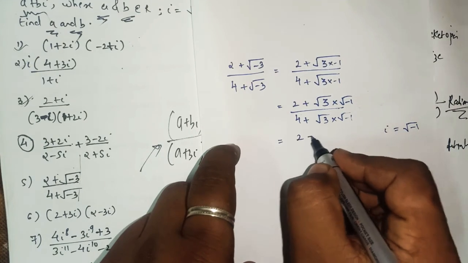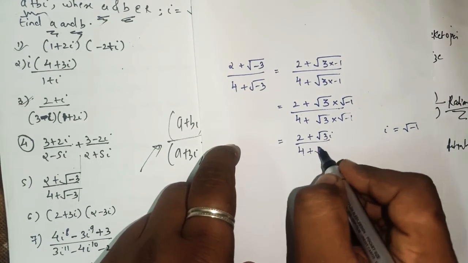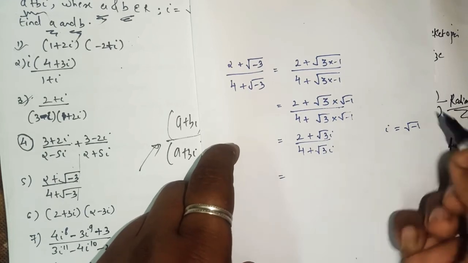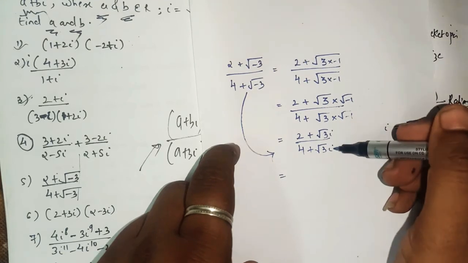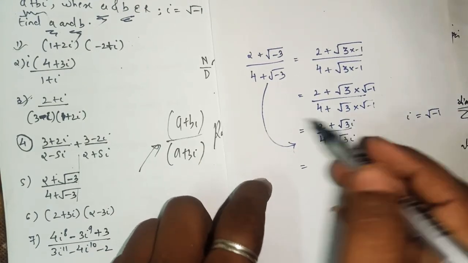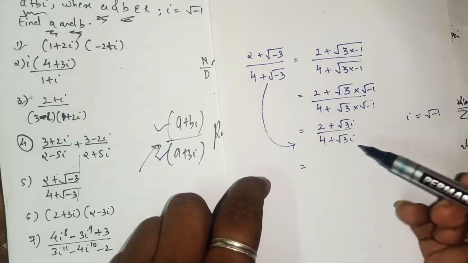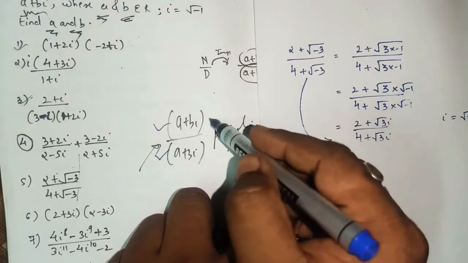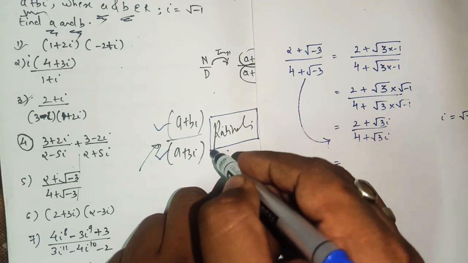So here 2 plus root 3i upon 4 plus root 3i. Now I have converted this part into numerator upon denominator, and the numerator is in a plus bi format, and the denominator is also in a plus bi format. After that, we know exactly what we have to do: rationalize the denominator.